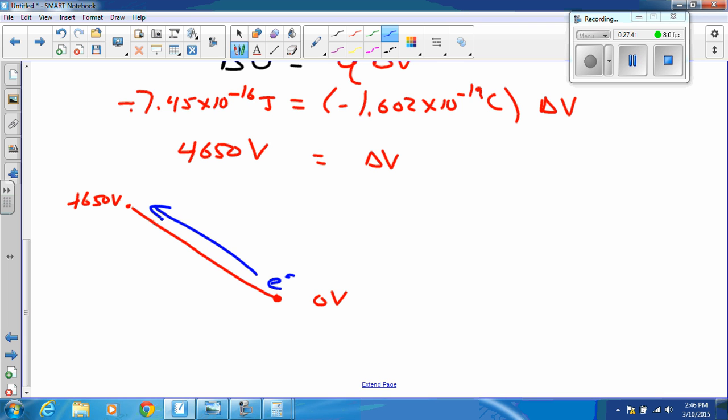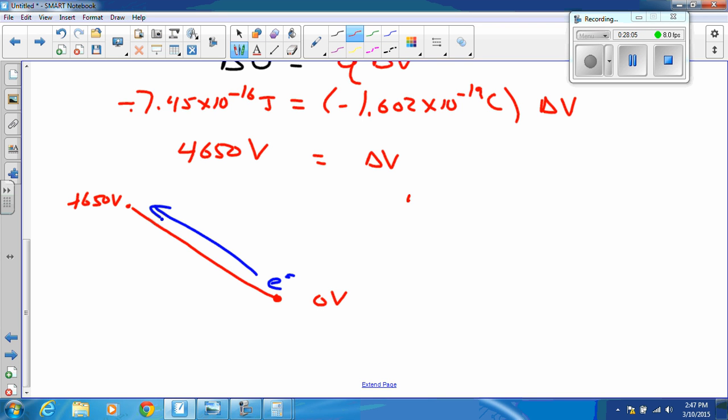Now, here's an interesting thing. The problem did not tell us something that we didn't need to know. It did not tell us how far apart the plates are. Isn't that really interesting? The plates could be this far apart, or they could be this far apart, but we would still get the same potential difference, and the electron would still have the same kinetic energy. Now, how could that be? Well, let's examine the cases where we have near distance and far distance.